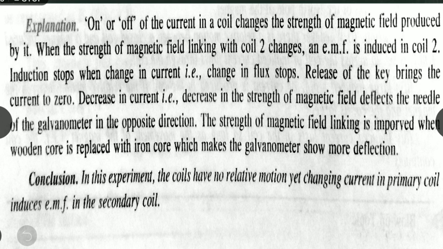The strength of the magnetic field linking is improved when the wooden core is replaced with an iron core, which makes the galvanometer show more deflection. That is the explanation regarding this experiment. Finally, what can we conclude? Even when the coils have no relative motion, a change in the current in the primary coil induces an EMF in the secondary coil.